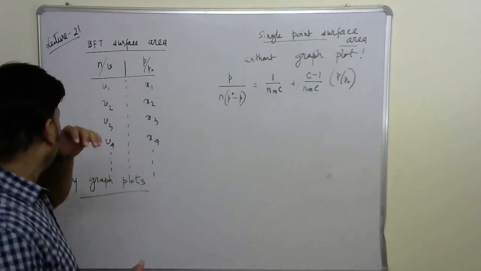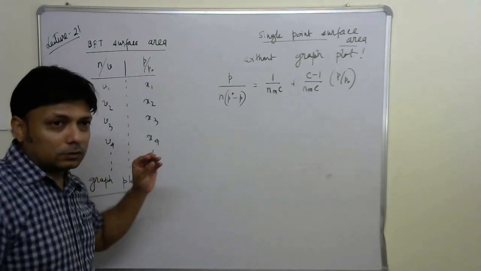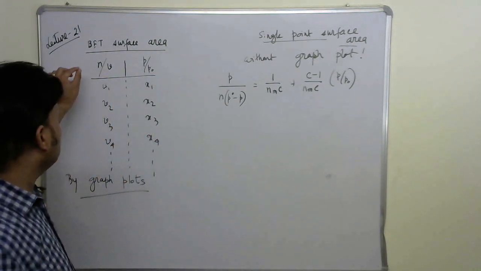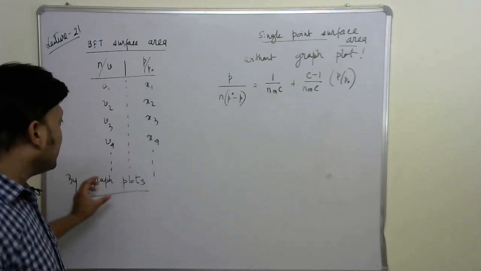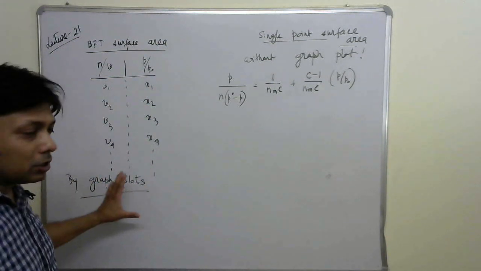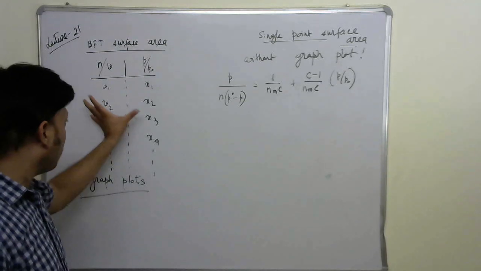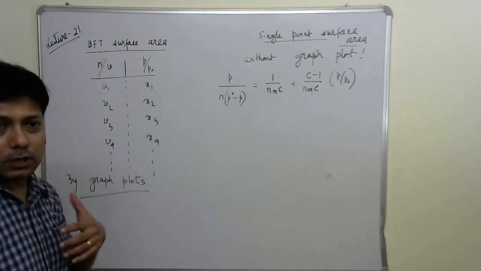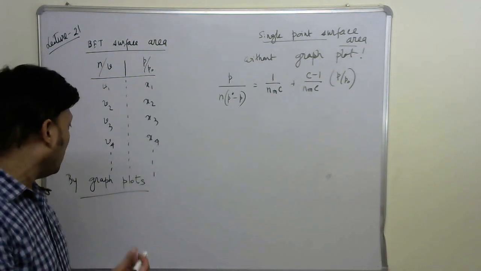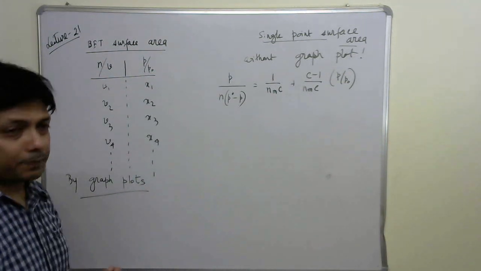For example, if we want to know the surface area using the BET method, we call this the BET surface area, and we have to utilize the linear form of the BET equation and do the graph plots by taking all those data points, and from the slope or intercept we estimate the surface area.